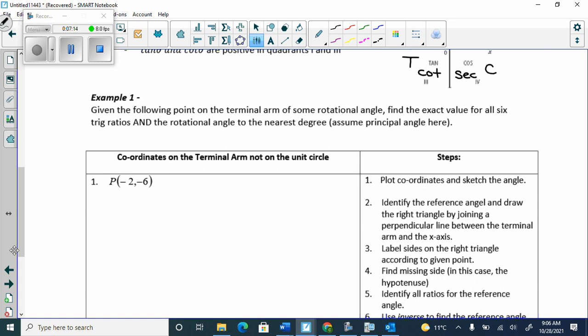Okay? So, if I give you a coordinate in trig, the very first thing you should do is sketch it. It's at -2, -6. Watch me. -2, -6. Boom.